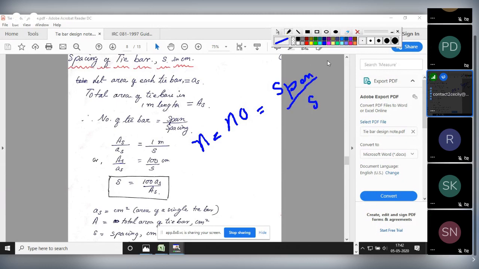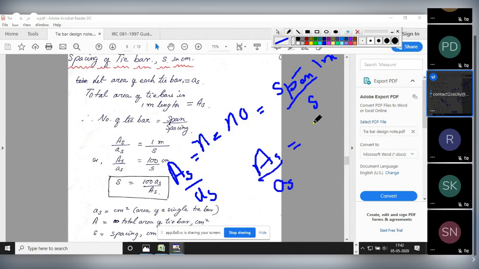Span by spacing. Span, I said we are considering 1 meter length slab. So span is your 1 meter. Clear? Now number is equal to what? As I said, we can get it from as by small as, right? So s will be how much? That is as by small as is equal to, span by spacing.